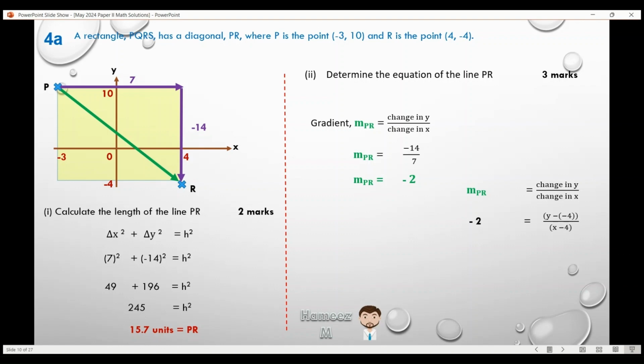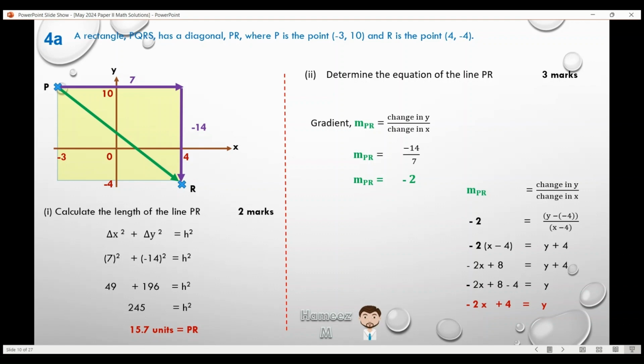And now we can carry across the denominator because it's dividing. And we're left with minus 2 times x minus 4 is equal to y minus minus 4, which will be y plus 4. So we can now expand the left-hand side. Minus 2 times x is minus 2x plus 8 is equal to y plus 4. And we can subtract 4 from both sides. That way we'll have minus 2x plus 8 minus 4 is equal to y. And we can state that y is equal to minus 2x plus 4. And that will be the equation of the line PR.